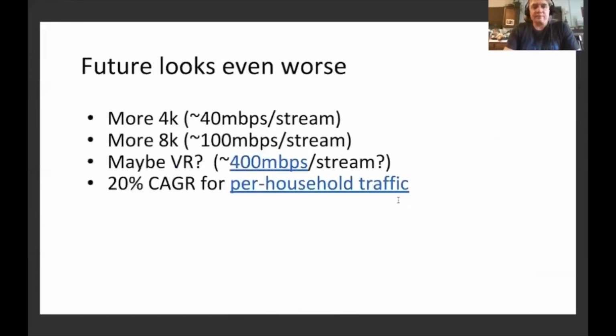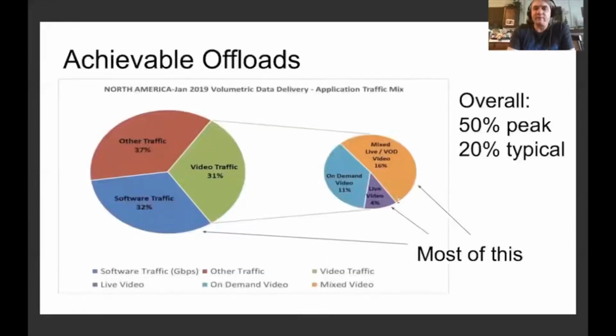And it only gets worse from there, right? More and more 4K TVs are getting rolled out, and there are now 8K TVs rolling out, and there's talk of doing VR. There's some prototype stuff that's essentially 12K at 400 megabits per stream. You look at the Cisco reports, and they've been predicting for years 20% year-over-year growth in per household traffic demand, and a whole lot of this is addressable by dealing with multicast.